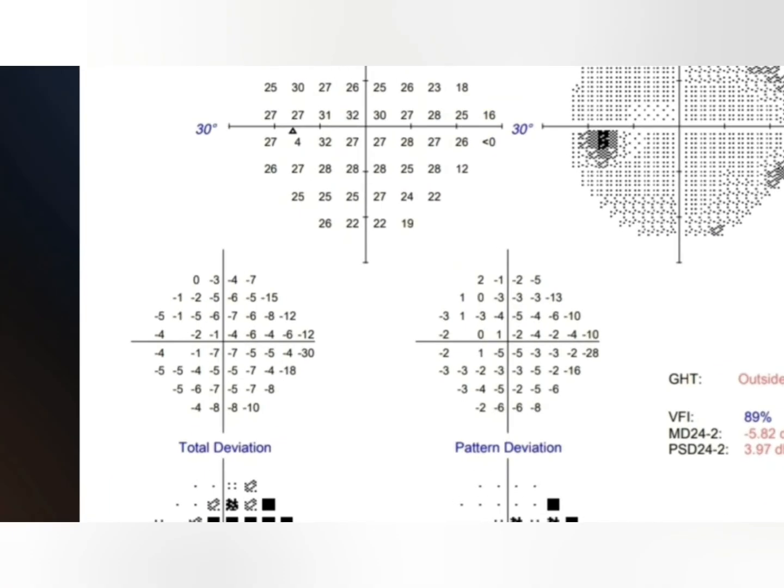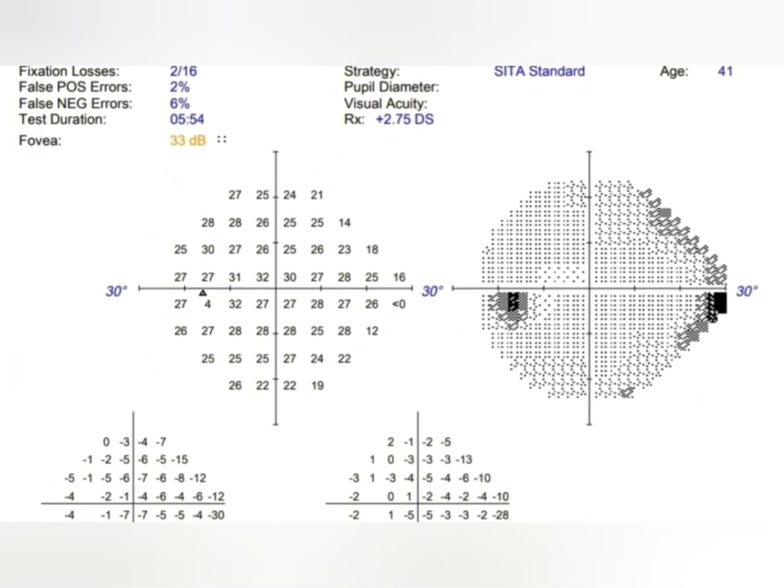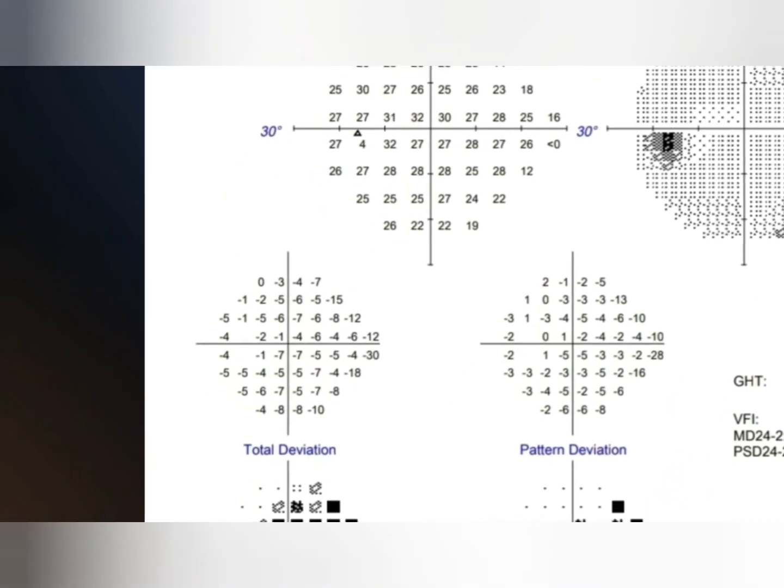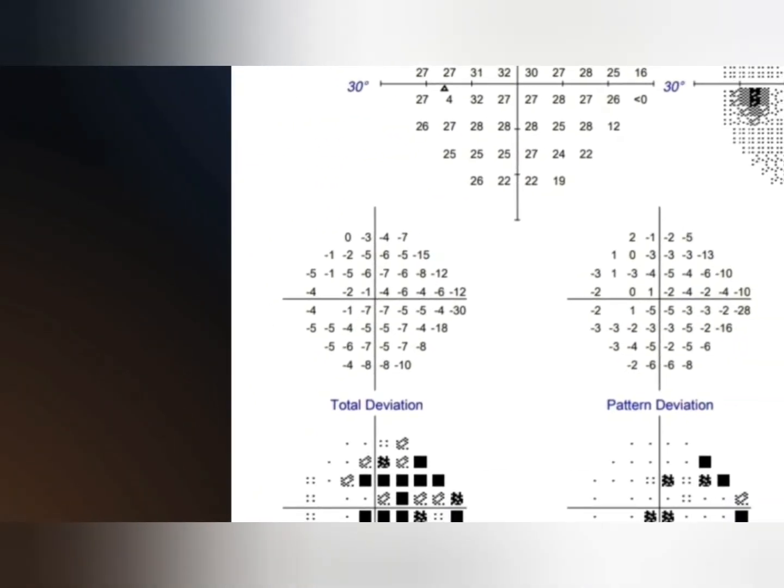So this is the raw data. We can't say whether this is normal or abnormal by seeing the raw data, so we need to see the total deviation numerical plot, and here you can see -1, -7, -7. So there is not that high an amount of deviation, but in the most peripheral area we can see 30, 12.